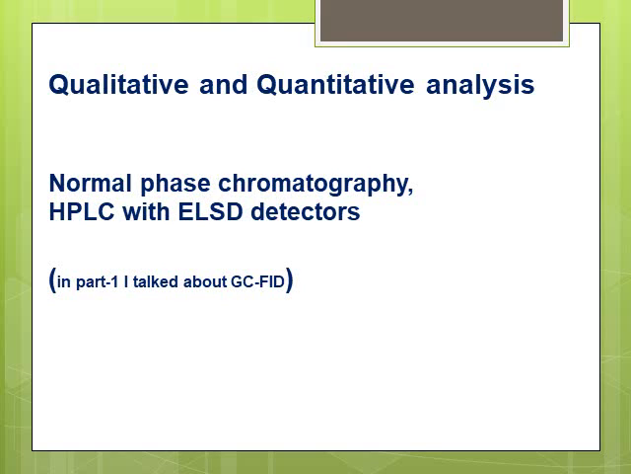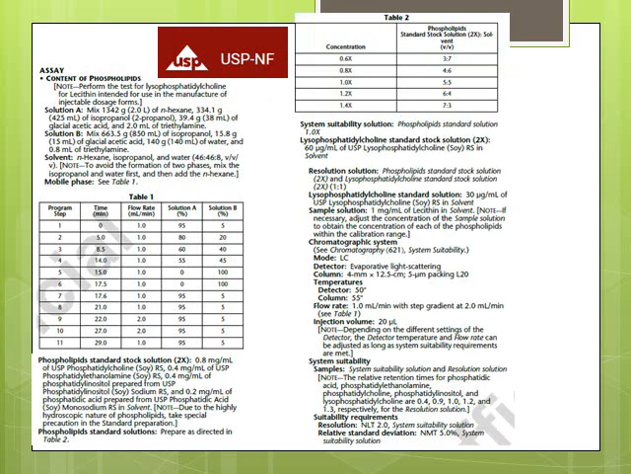So for the qualitative and quantitative analysis, I'm going to talk about normal phase chromatography with HPLC with ELSD detector. And as I said before, in part 1 I talked about GC with FID. I very much like to start with the method in USP-NF. This method is in a recent publication of NF, and it was absent in the previous one. I don't know at what point they started offering this method, but it is a very nice method with ELSD detector.